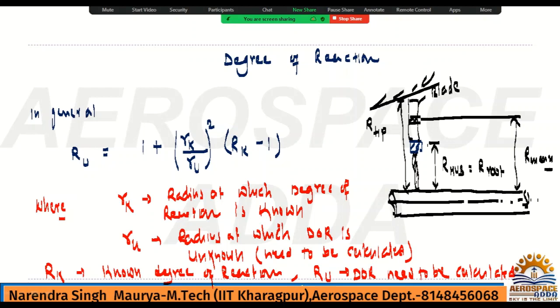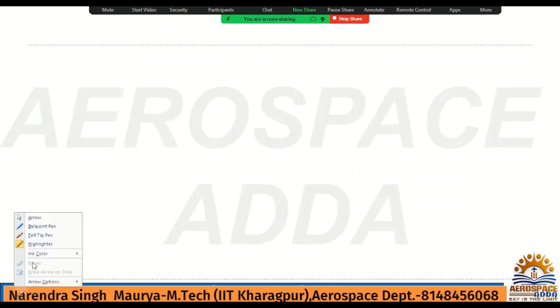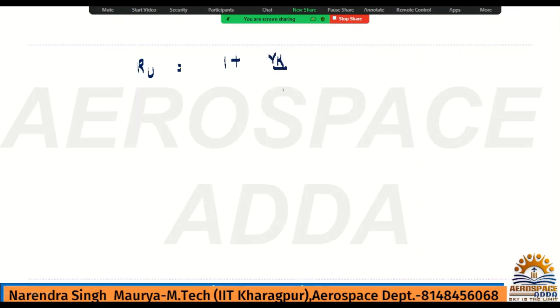Suppose we have a known degree of reaction at the mean, and we want to calculate the degree of reaction at the tip. So we can do that now with the help of this formula. What is the formula we have? The formula is R_U, which is unknown, equals 1 plus R_K divided by R_U whole square, R_K minus 1. Unknown means we need to calculate. Now I want to calculate at tip.